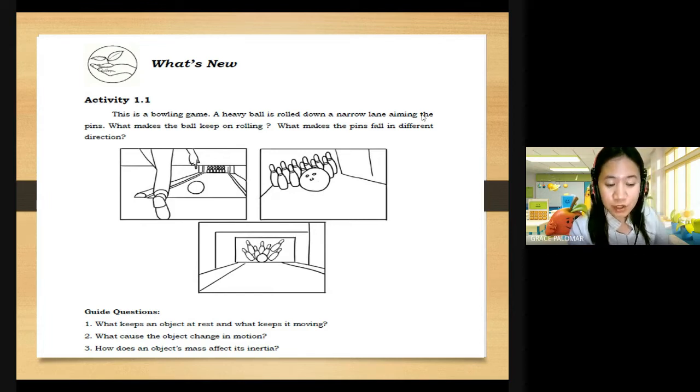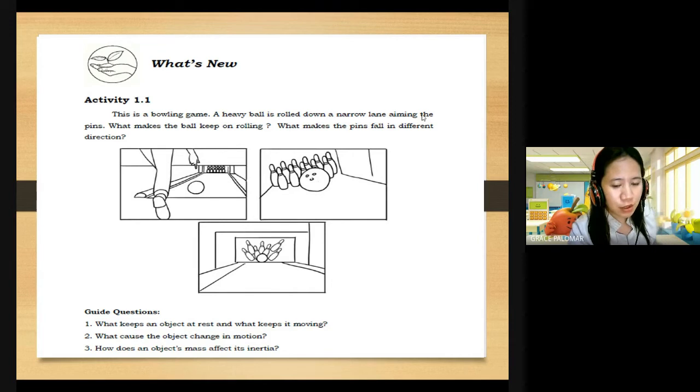Okay, to answer that question, we have inertia. Inertia actually resists change in motion. When an object is already at rest, it will remain at rest. If an object is moving, inertia will also keep it moving.